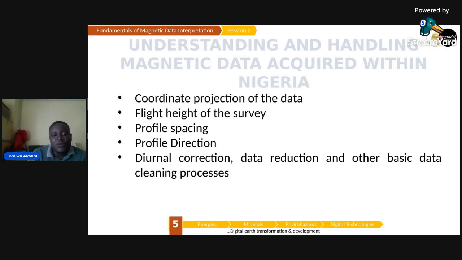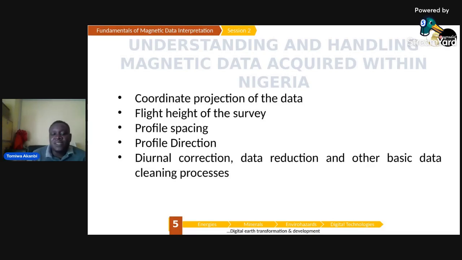And then also for your profile spacing, for the whole magnetic data for Nigeria, the profile spacing is 500 meters. And the one that was recently acquired and sponsored by the World Bank, the profile spacing is 150 meters. Their flight height is also different. For the first, the old one is 80 meters, and for this recent one it is 50 meters.